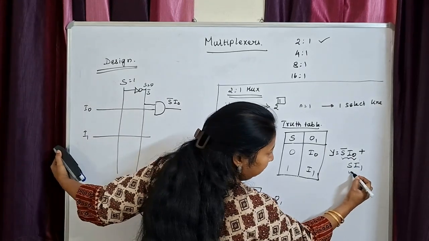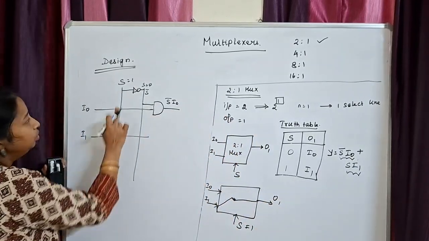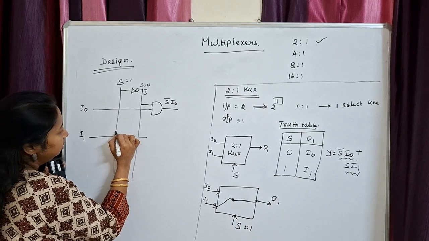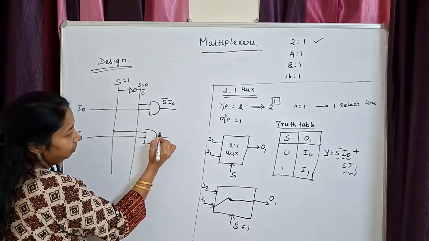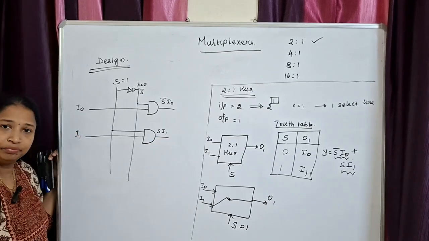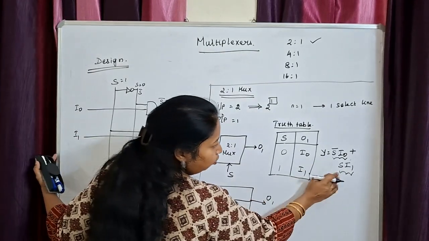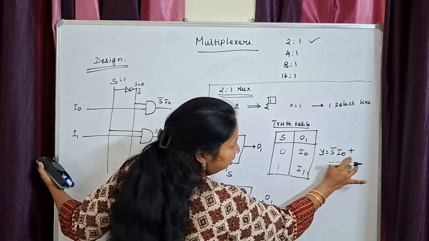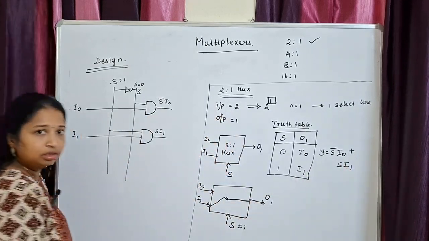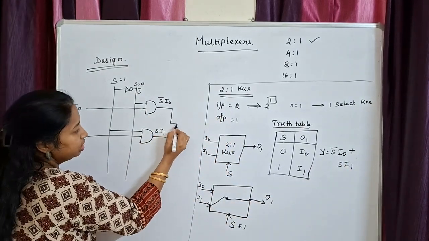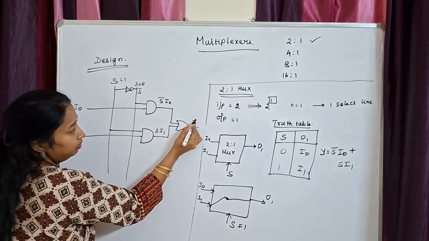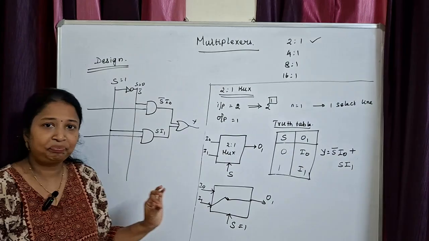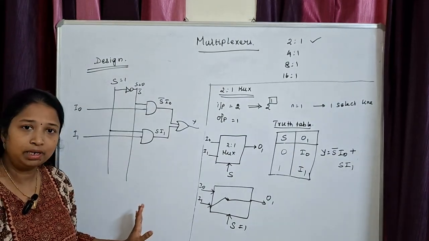Now, what is the second term? It is S into I1. So, S is here, I1 is here. I'll take these two. Here again, it is a product term, so I'll feed them into an AND gate. Clear? These two terms, what have they done? They have done an addition. So for addition, which gate will you be using? You'll be using an OR gate. This is my final output. Understood how to design a 2:1 multiplexer?